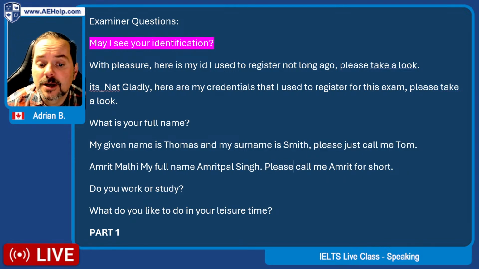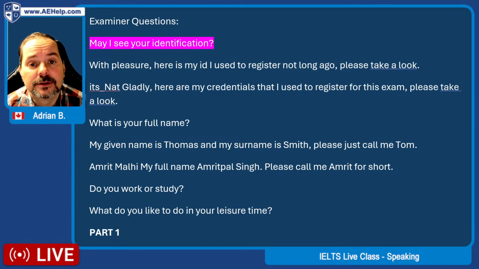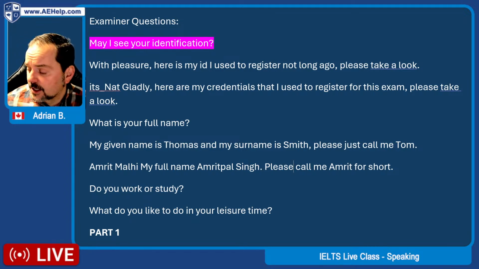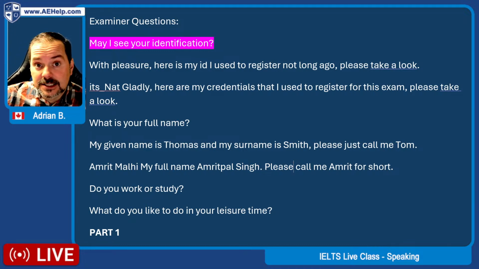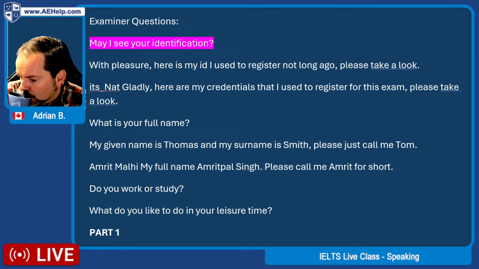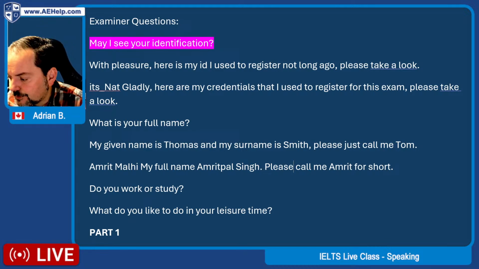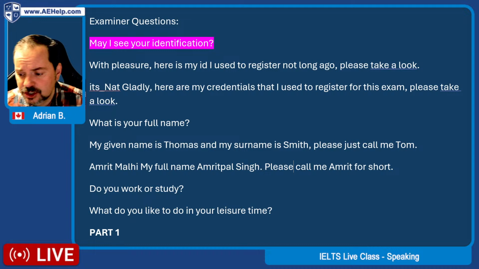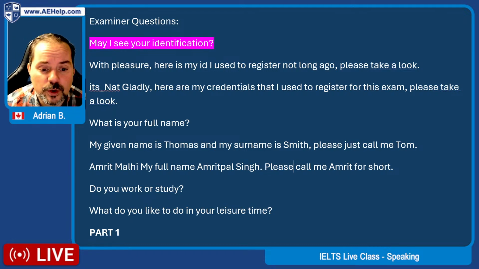"My full name is Amrit Paul Singh. Please call me Amrit for short." Okay? And always capitalize your names. Use correct capitalization when you're practicing for the IELTS, even if you're just doing text messages or messages on YouTube. Okay? Band boosters, in the computer-based exam, they usually don't ask for your identification, so you don't have to worry about that question as much. But in case they do, you should be ready to answer the same way.